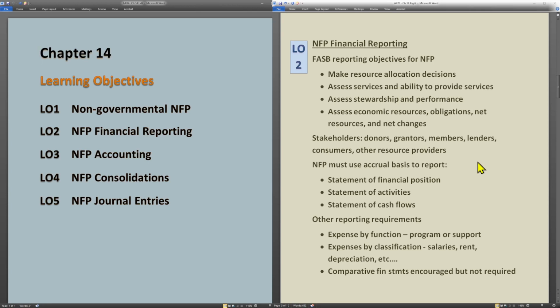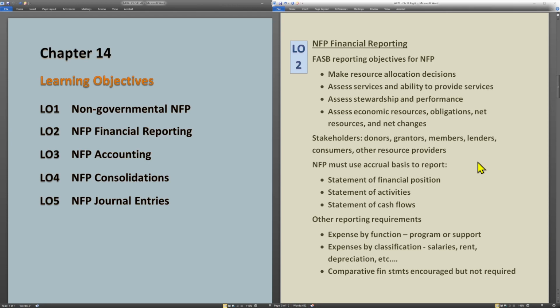Now, the NFP will use the accrual basis to report. Take a look at these names. Statement of financial position. What do you think that is? That is something akin to a balance sheet. Statement of activities. What does that sound like? It's similar to an income statement. And then statement of cash flows. You notice we're missing one.